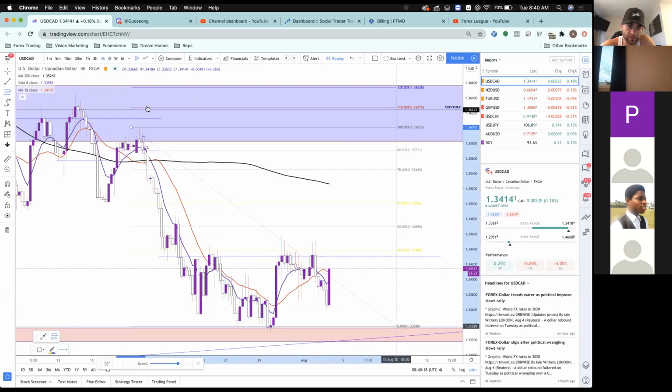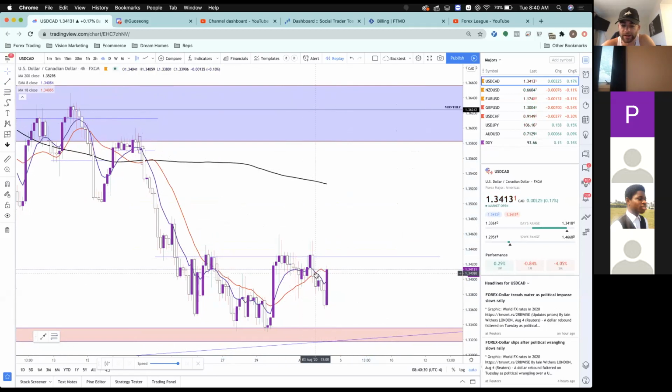They go from this high to this low. We pulled back, double top at 38.2. Huge 4-hour candle, 4-hour engulfing candle. So this formed a lower high, moving averages crossed.